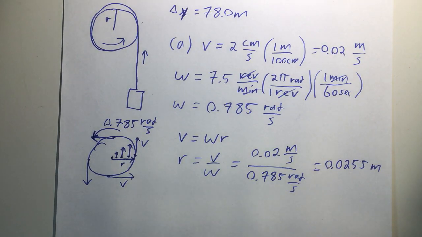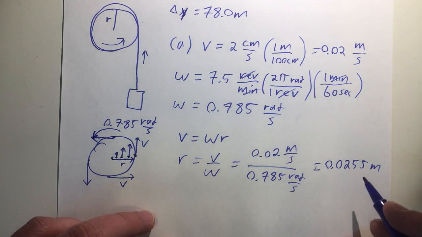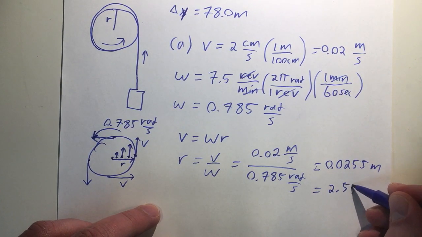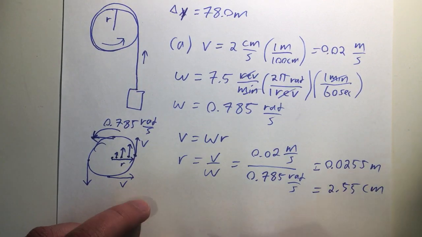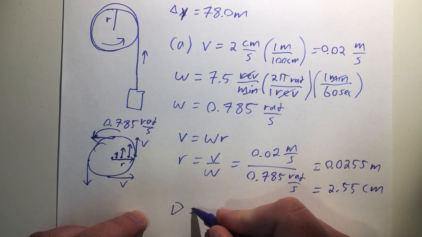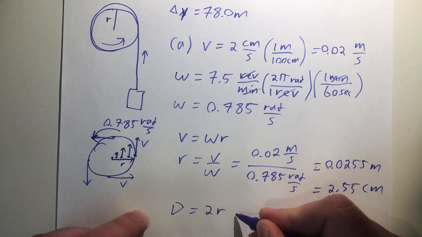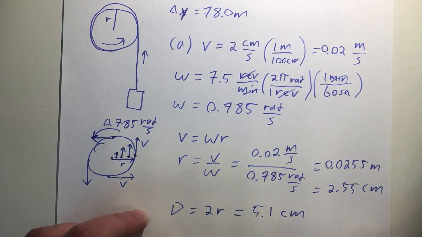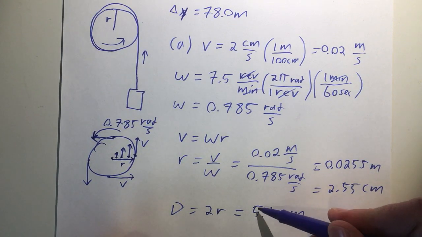Okay, so that's the radius, or I could convert this back into centimeters. This is equivalent to 2.55 centimeters. And so the diameter of the cylinder must be 2 times the radius, which is equal to 5.1 centimeters. Okay, so that's the answer for part A.